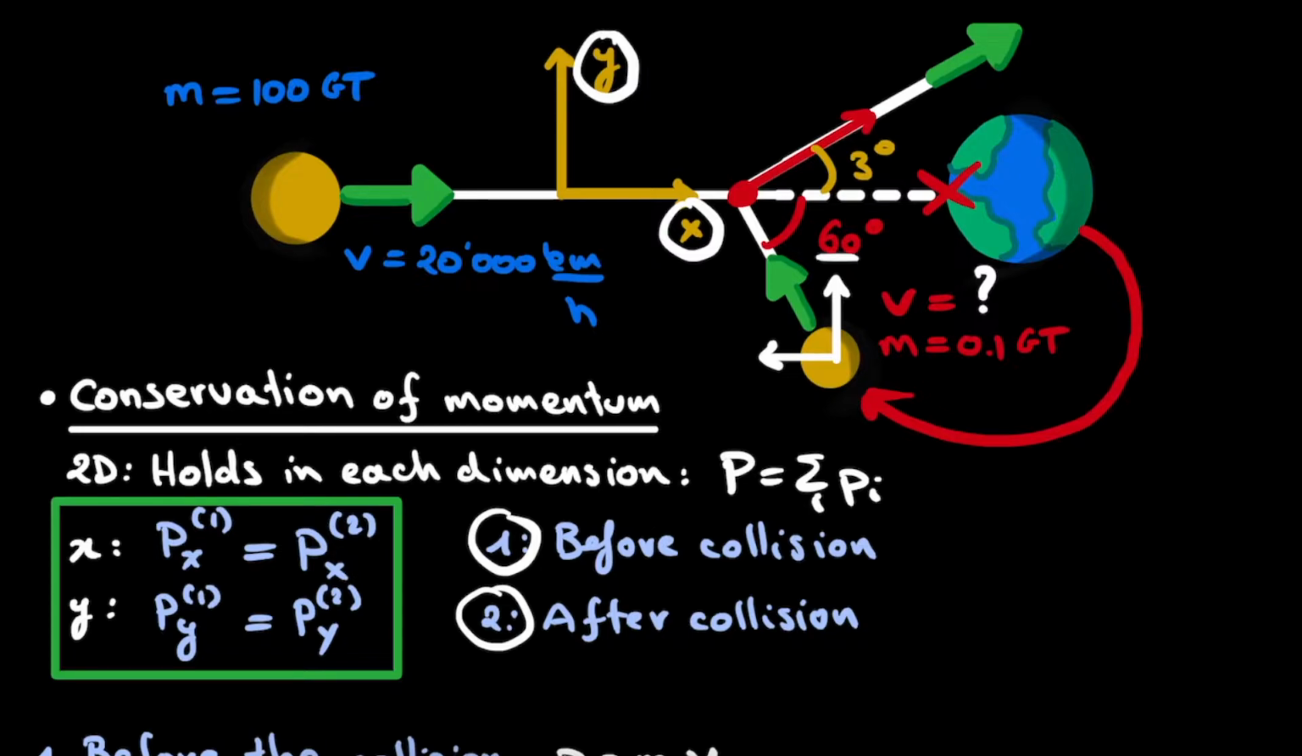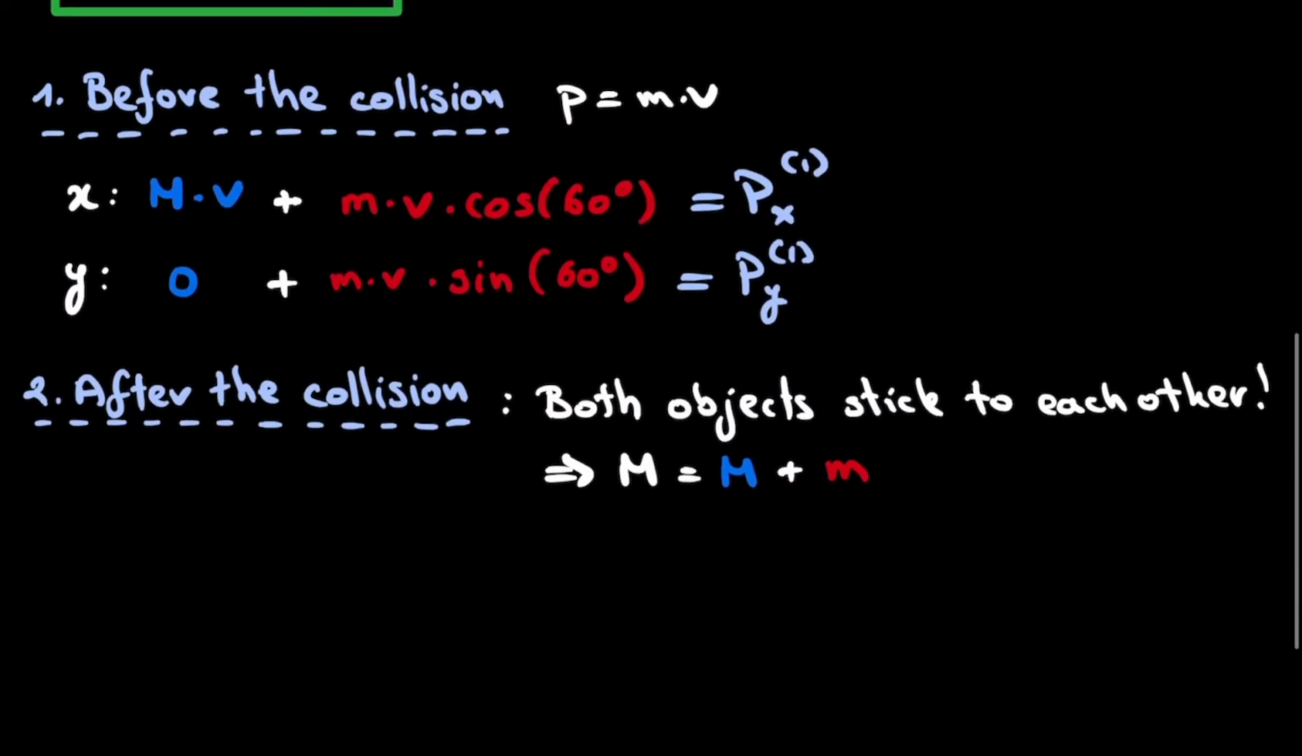Again, we need to find the x and the y component. So we need to project the momentum that it has, so m times v, onto the x-axis and onto the y-axis. And since we see that it makes an angle of 3 degrees with the x-axis, the x and y component simply becomes the cosine component and the sine component respectively. So let's write this down.